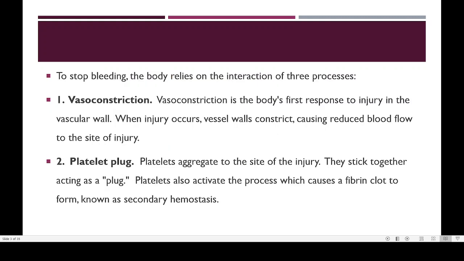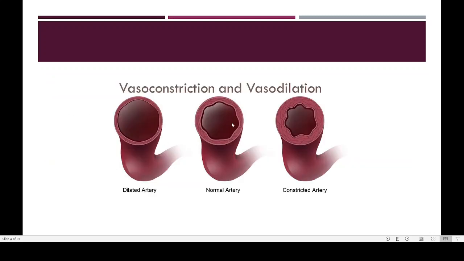So when there is some kind of injury, for example, a part of your hand or a finger gets injured, a lot of blood will be flowing out or being lost from your body. To prevent that, the first step the body will be doing is vasoconstriction. Vaso means blood vessel, constriction means contraction. So here you can see that this is the normal case of an artery. This is the normal diameter of an artery.